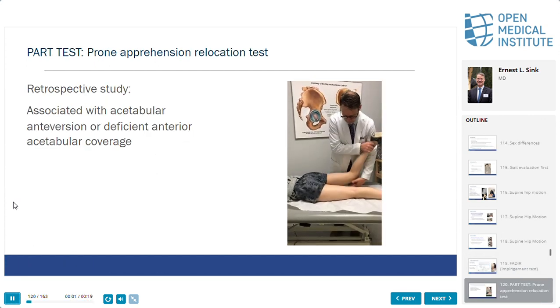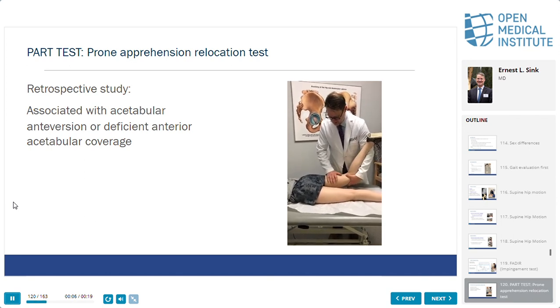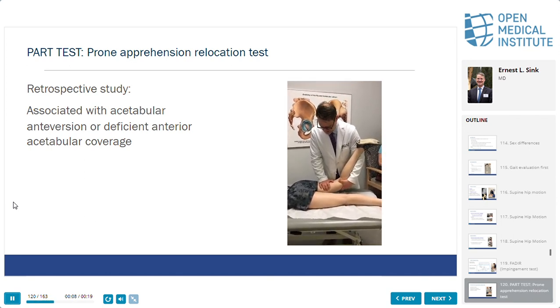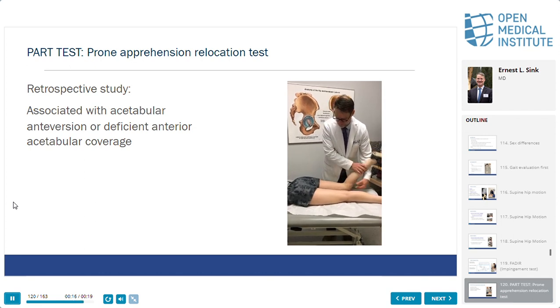This is something we came up with called the part test, where we extend the leg and push down. Okay, I'm going to push. Ready? And this person has pain in the front of the hip. Yeah. And we found that positive in about 30% of our anteverted hips. So that's another test to do. And then prone, you can check your range of motion as well.